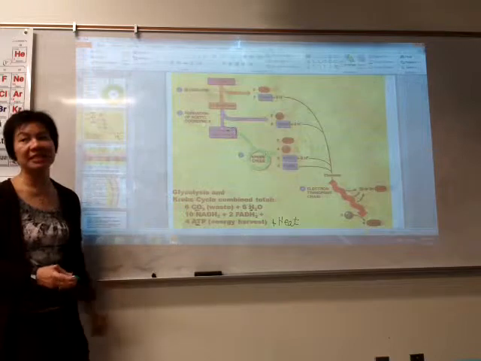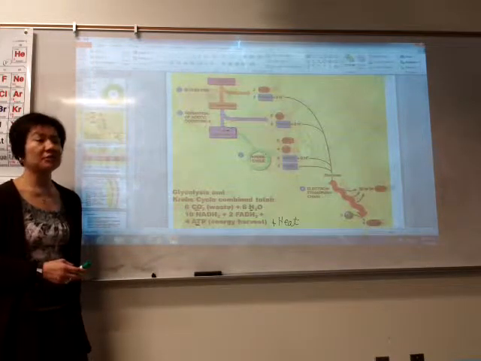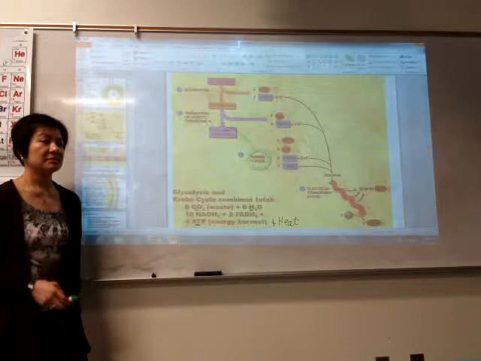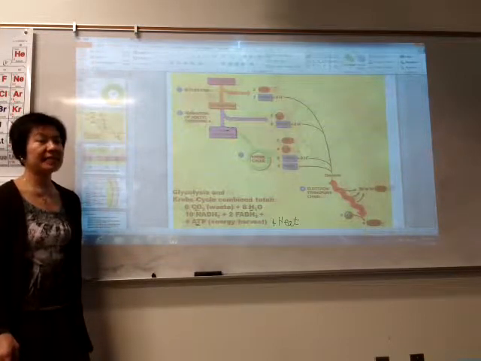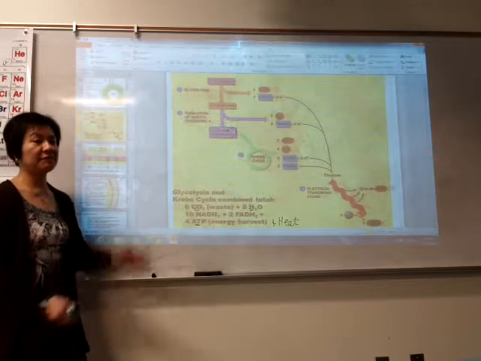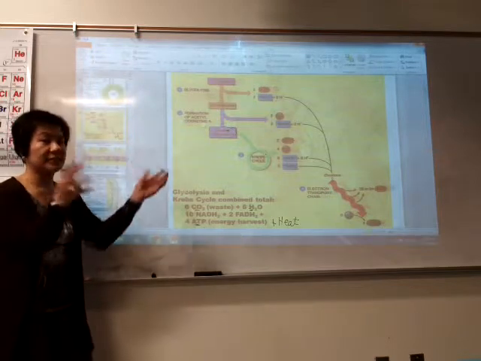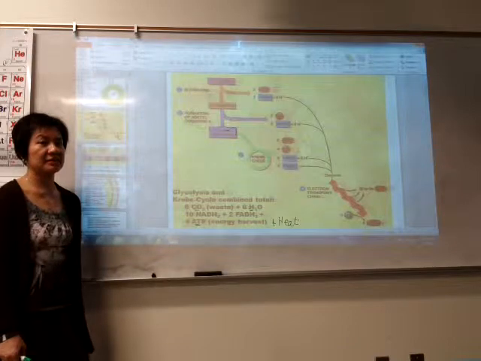There's always some of it released as heat. It is not 100% efficient in converting all the energy to ATP. See, even though you do it step by step, you're still losing some of it. Imagine if you broke all of those bonds at the same time, you're going to waste a lot of it.